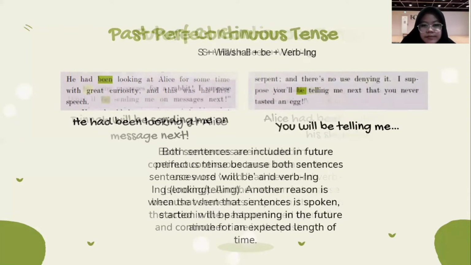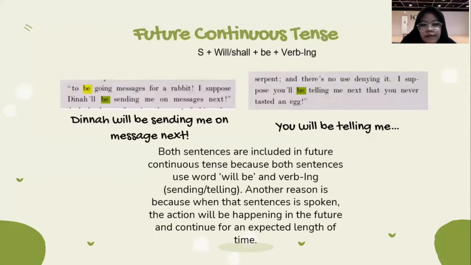The next is future continuous tense. Future continuous tense has the pattern subject plus will or shall, plus be, plus verb ing.